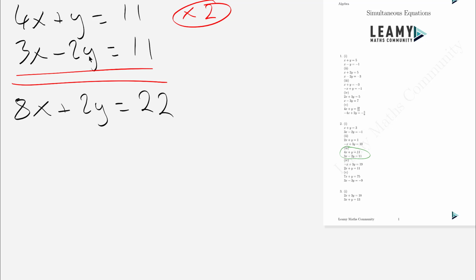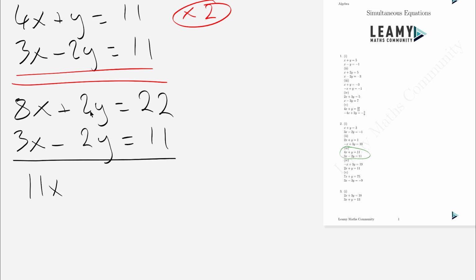So I've multiplied the first equation by 2. And the second equation I'm going to leave alone. I'm just going to write that one out again. 3x minus 2y is equal to 11. Now I can see if I add the two lines now, the plus 2y and the minus 2y will cancel out like I needed to. So adding the two lines, 8x plus 3x, that's 11x, plus 2y minus 2y, cancel, equals 22 plus 11, 33. So if 11x is equal to 33, then dividing both sides by 11, I will get x is equal to 3.